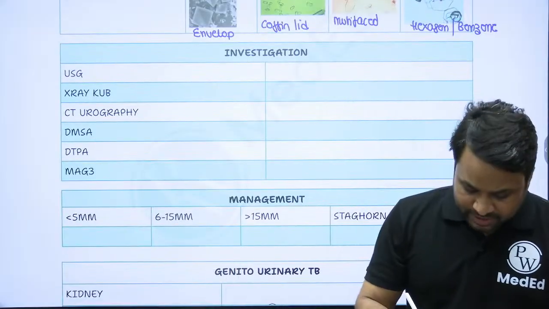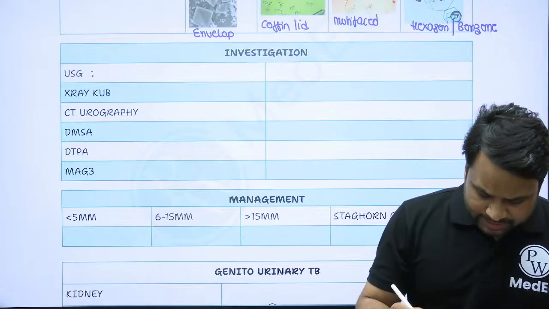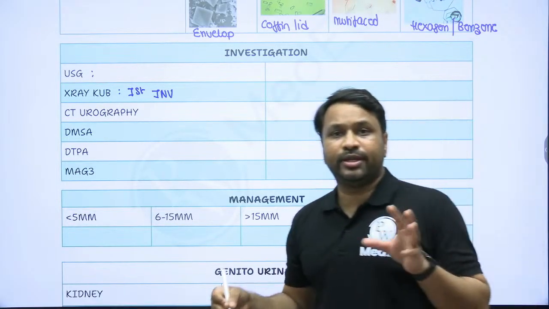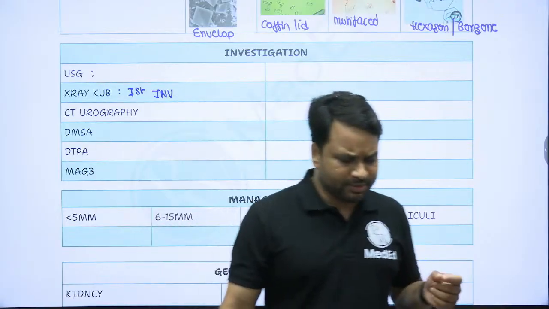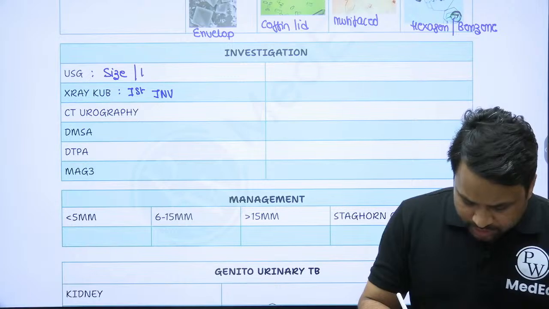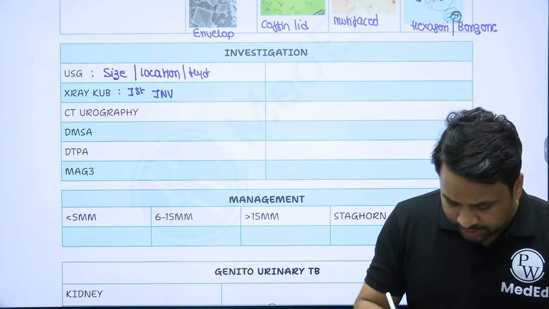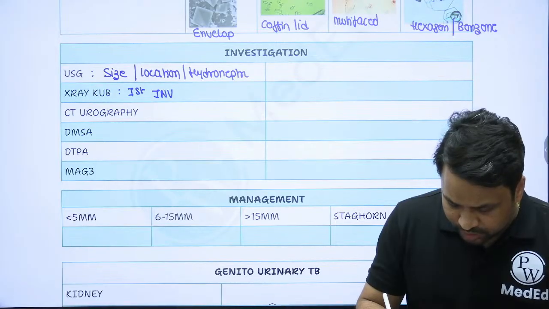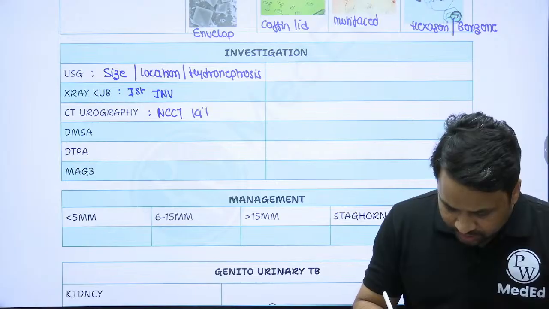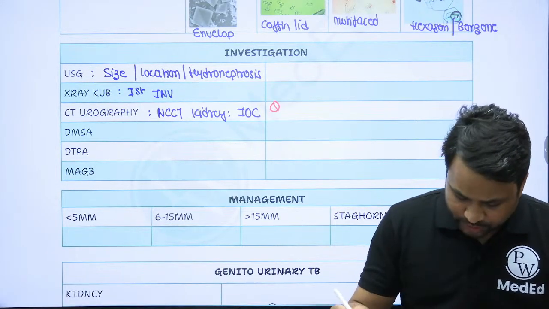So in terms of investigation, X-ray KUB becomes the first investigation because most of the renal stones, 90%, are radio opaque. Ultrasound is basically done to look for the size of the stone, the location of the stone, and to evaluate for hydronephrosis. Now, CT urography, which is the NCCT of the kidney, is the investigation of choice. And this was this year's exam question.